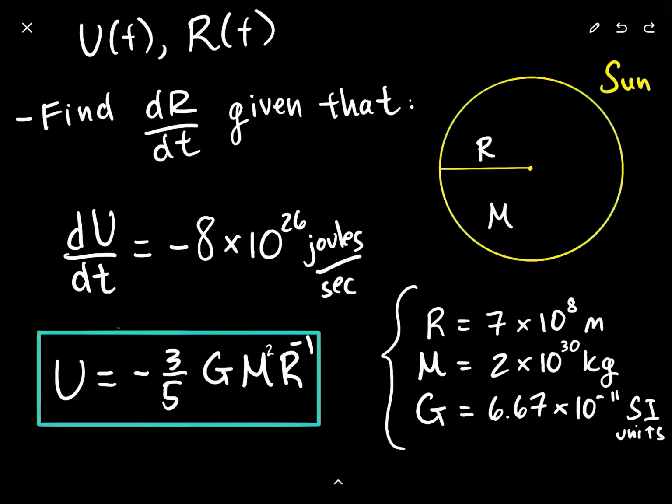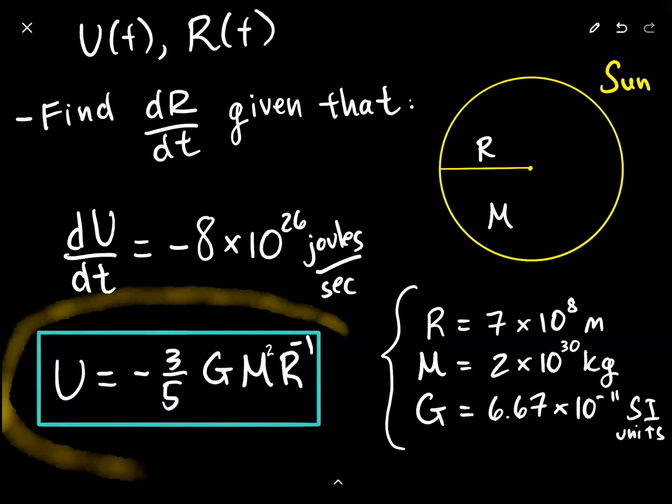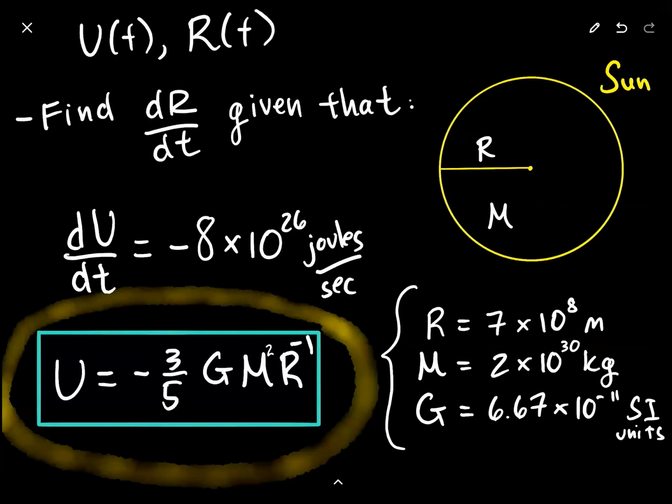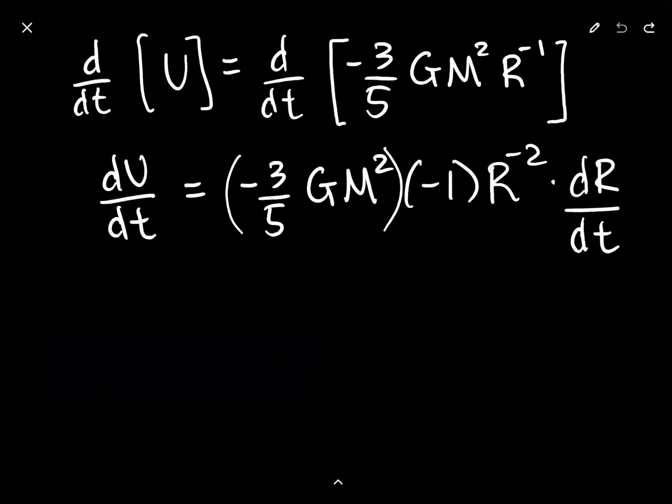Both U and r are functions of time. And the question is to find dr dt, given that dU dt is minus 8 times 10 to the 26 joules per second, and the relation between U and r is given by this formula. So we'll take the derivative implicitly with respect to time of both sides. On the left, we have dU dt.